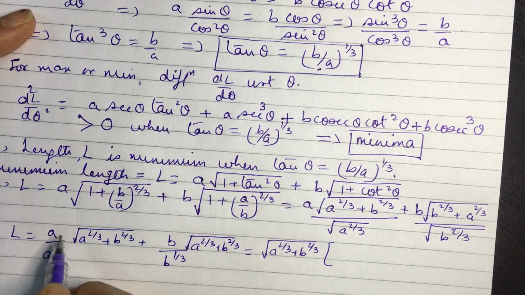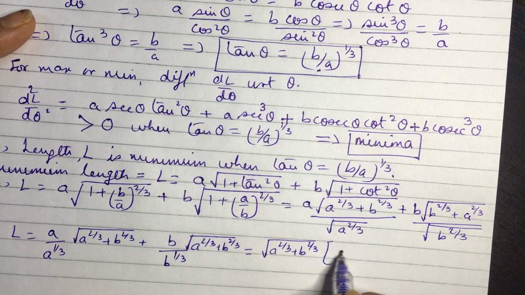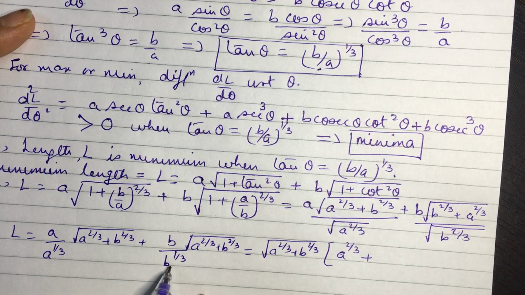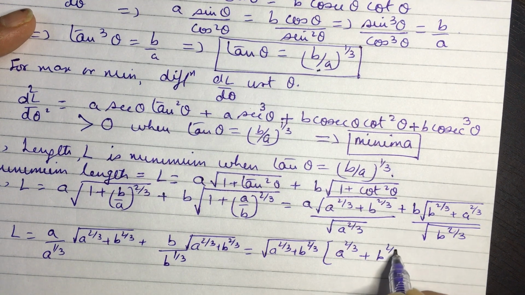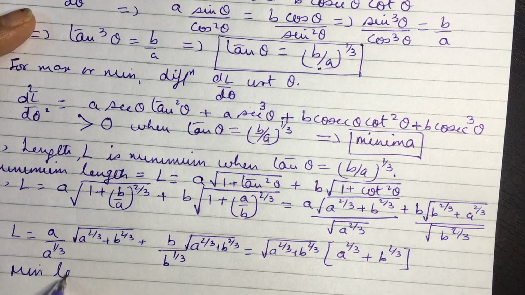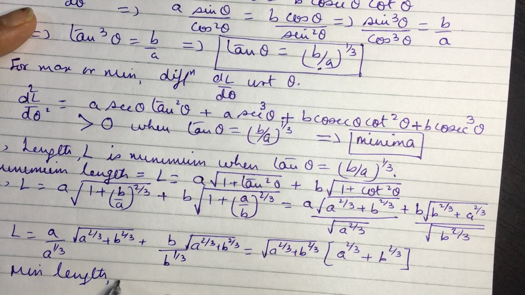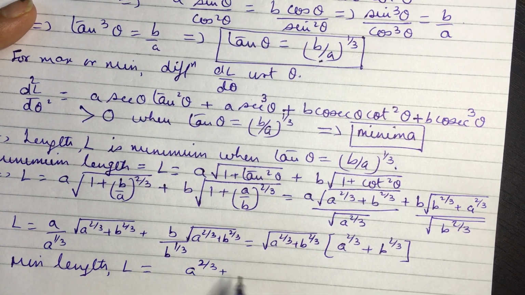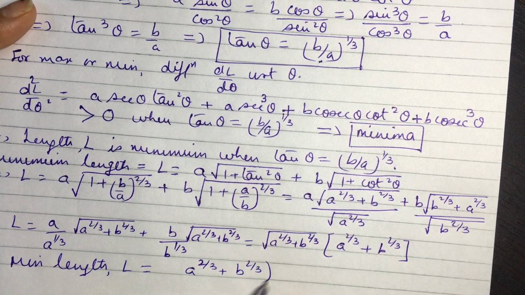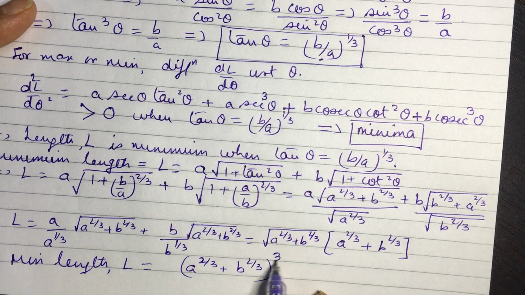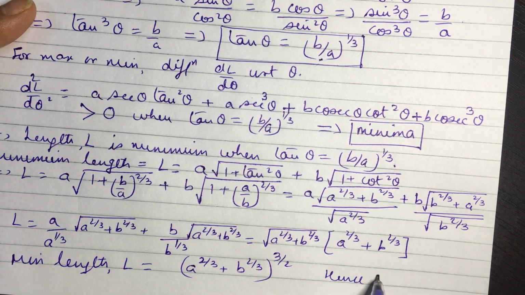We take under root of a raised to the power of 2 by 3 plus b raised power 2 by 3 common, we are left with a upon a raised power 1 by 3, which is a raised power 2 by 3, plus b upon b raised power 1 by 3, which is b raised power 2 by 3, and thus we get minimum length L is equal to a raised power of 2 by 3 plus b raised power 2 by 3 whole raised power 1 plus half, that is 3 by 2, hence proved.